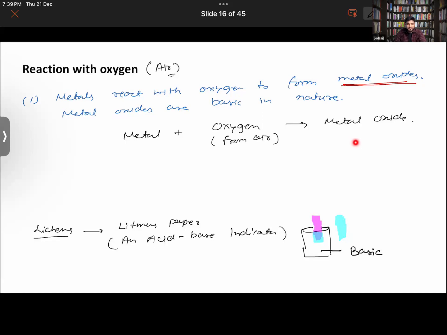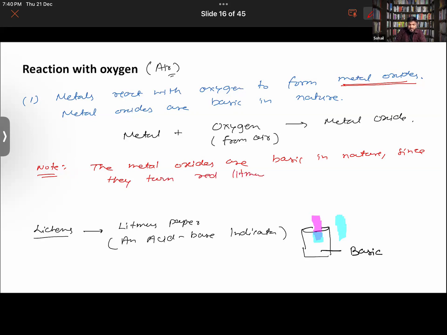Basically, it is basic. Is that clear to everyone? Yes, sir. Let me write it over here. Note that the metals are basic in nature since they turn the red litmus into blue.